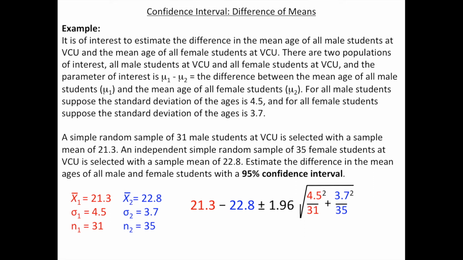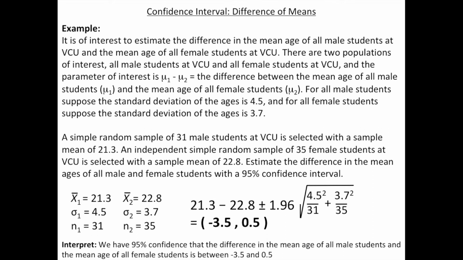We can plug in all of our values, and since we have a 95% confidence interval, our Z star is 1.96. When we plug in all of these values, we find a lower bound of negative 3.5 and an upper bound of 0.5. We can interpret these results by stating that we have 95% confidence that the difference in the mean age of all male students and the mean age of all female students is between negative 3.5 and 0.5.